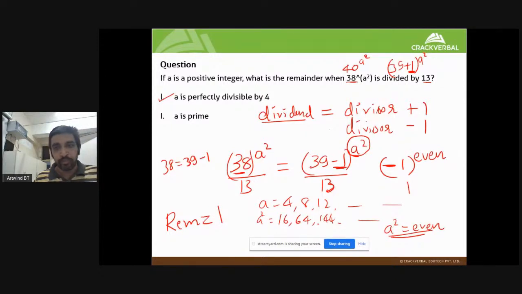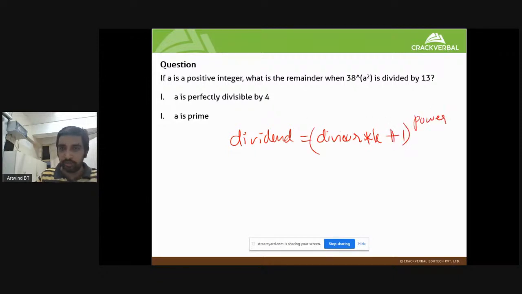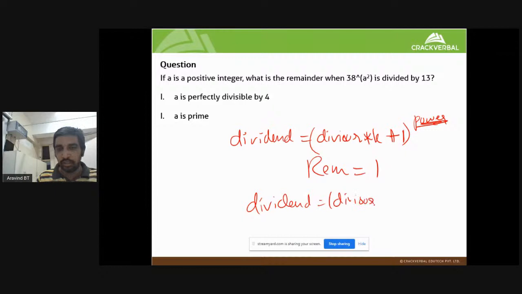So bear two things in mind. One, if you are expressing the dividend as some multiple of the divisor, k, plus 1, to the power, if it is plus 1, the power does not matter. The remainder will be 1 only. But if you're expressing the dividend as divisor into k minus 1, then look out for the power. If the power is even, the remainder will be 1. The power is odd. What happens if the power is odd? What do we do? Can we say the remainder is minus 1?